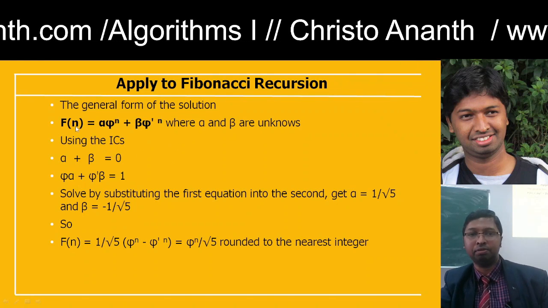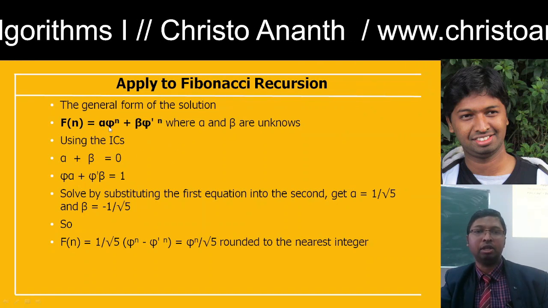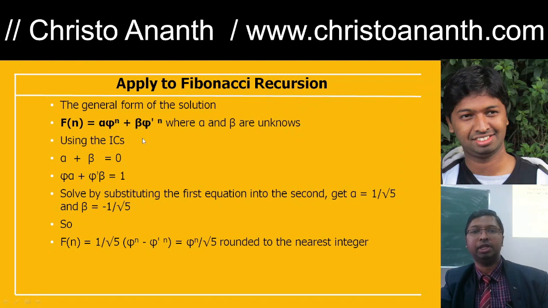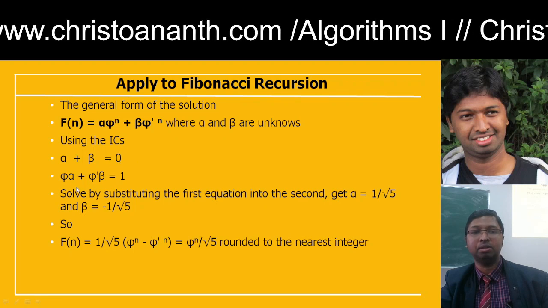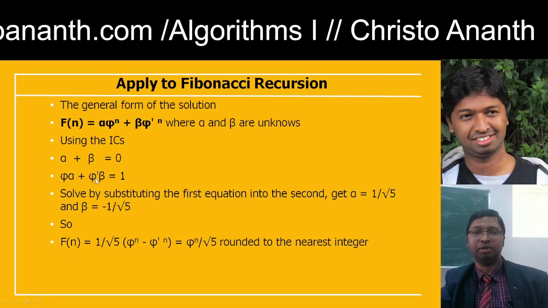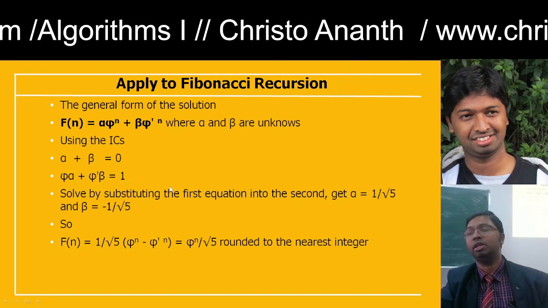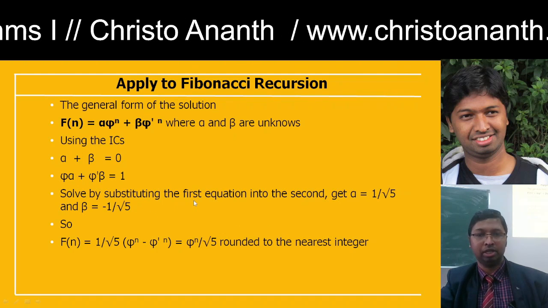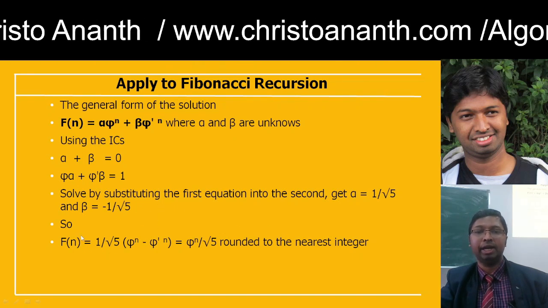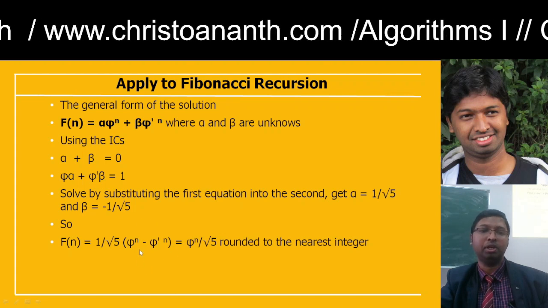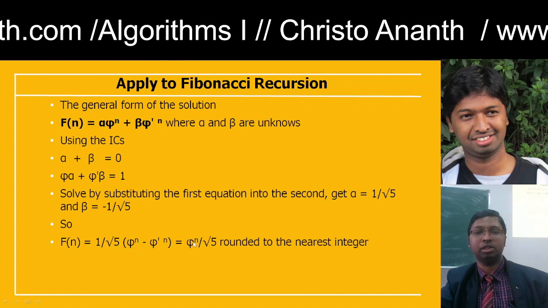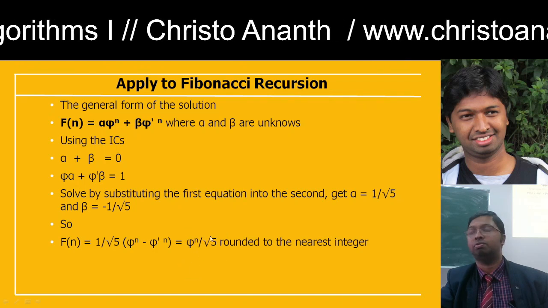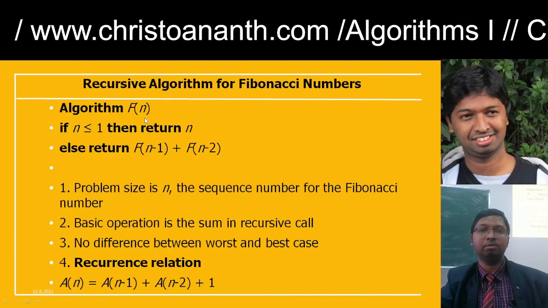So you will have f of n is equal to alpha phi power n plus beta phi dash power n. The initial conditions give alpha plus beta equal to 0 and phi alpha plus phi dash beta equal to 1. You substitute the values of alpha and beta, and you will get the function: 1 by root 5 times phi n minus phi dash n, which is nothing but, if you take phi n outside, phi n divided by root 5.